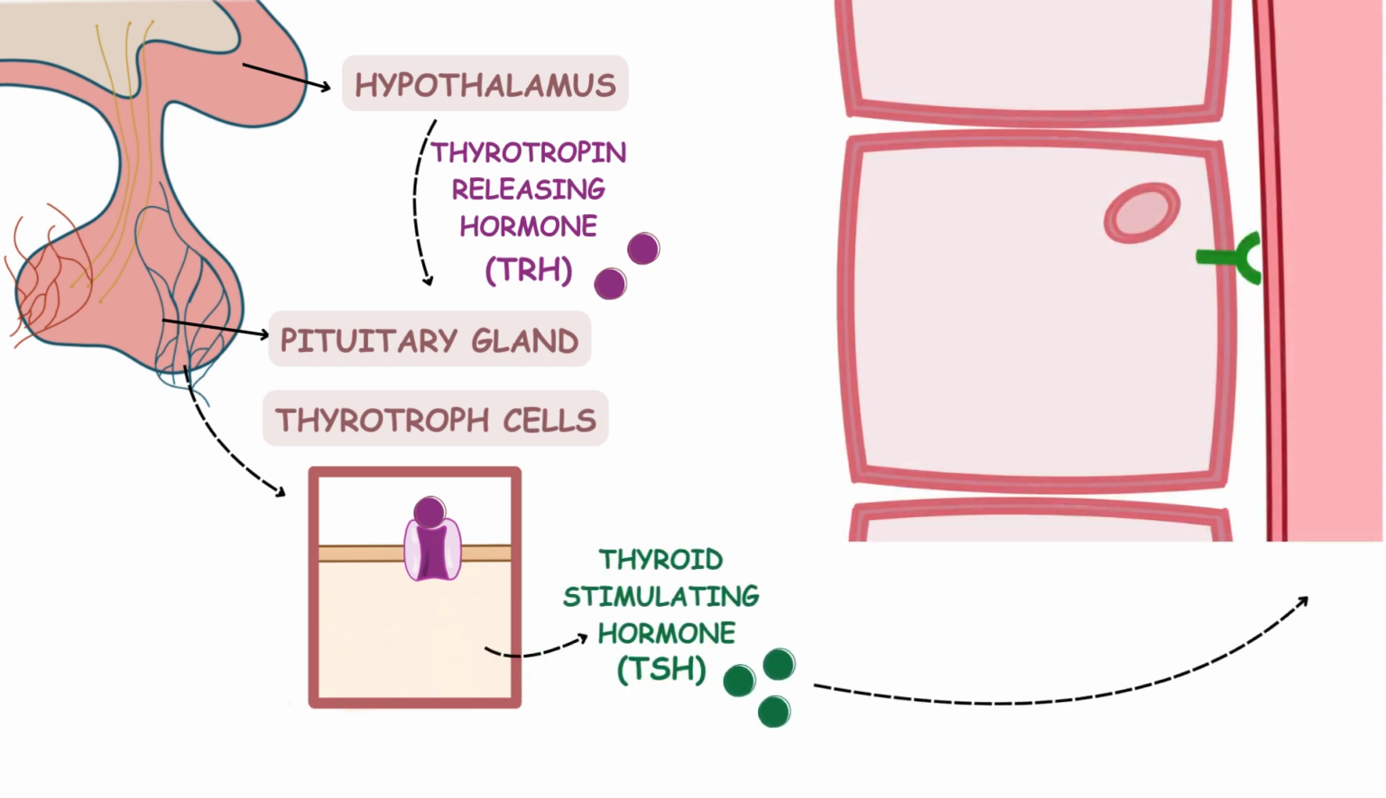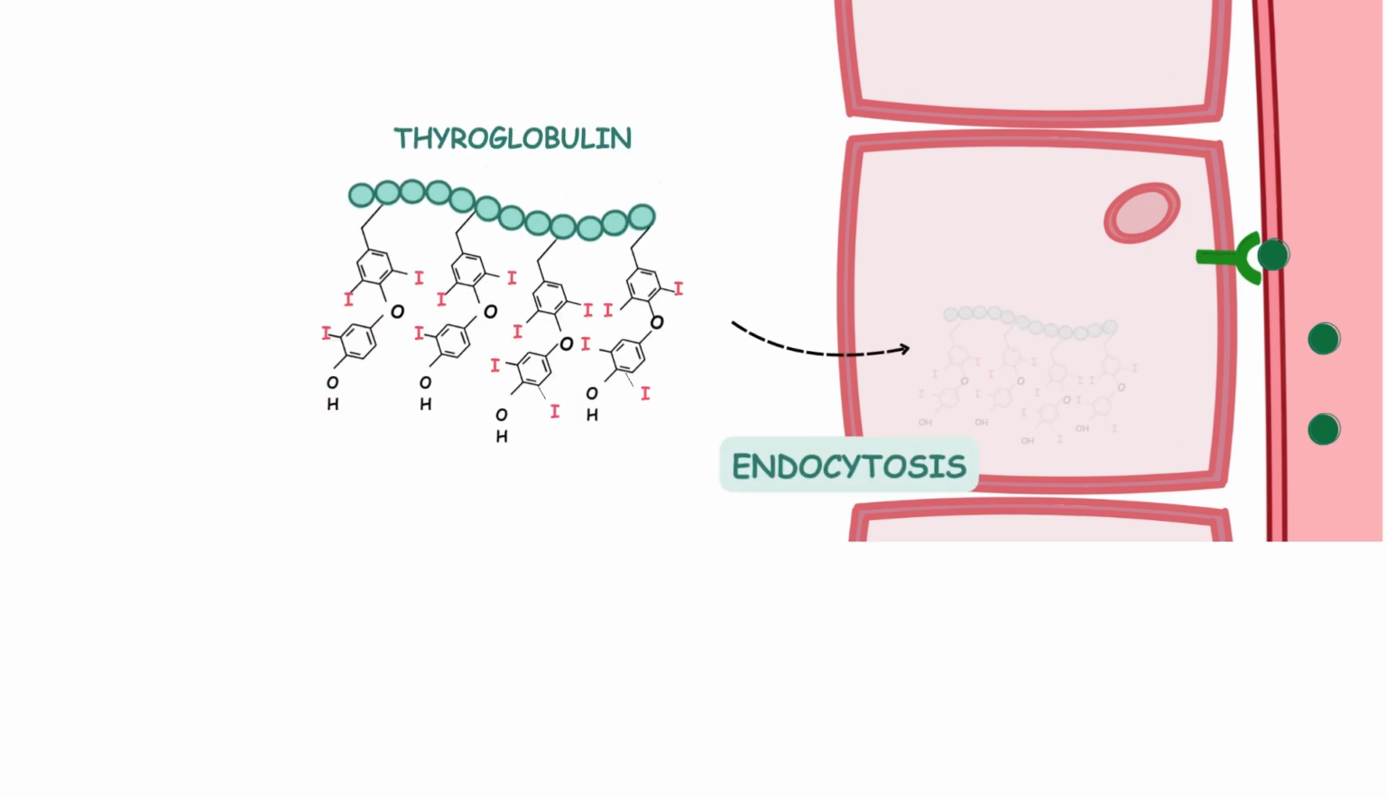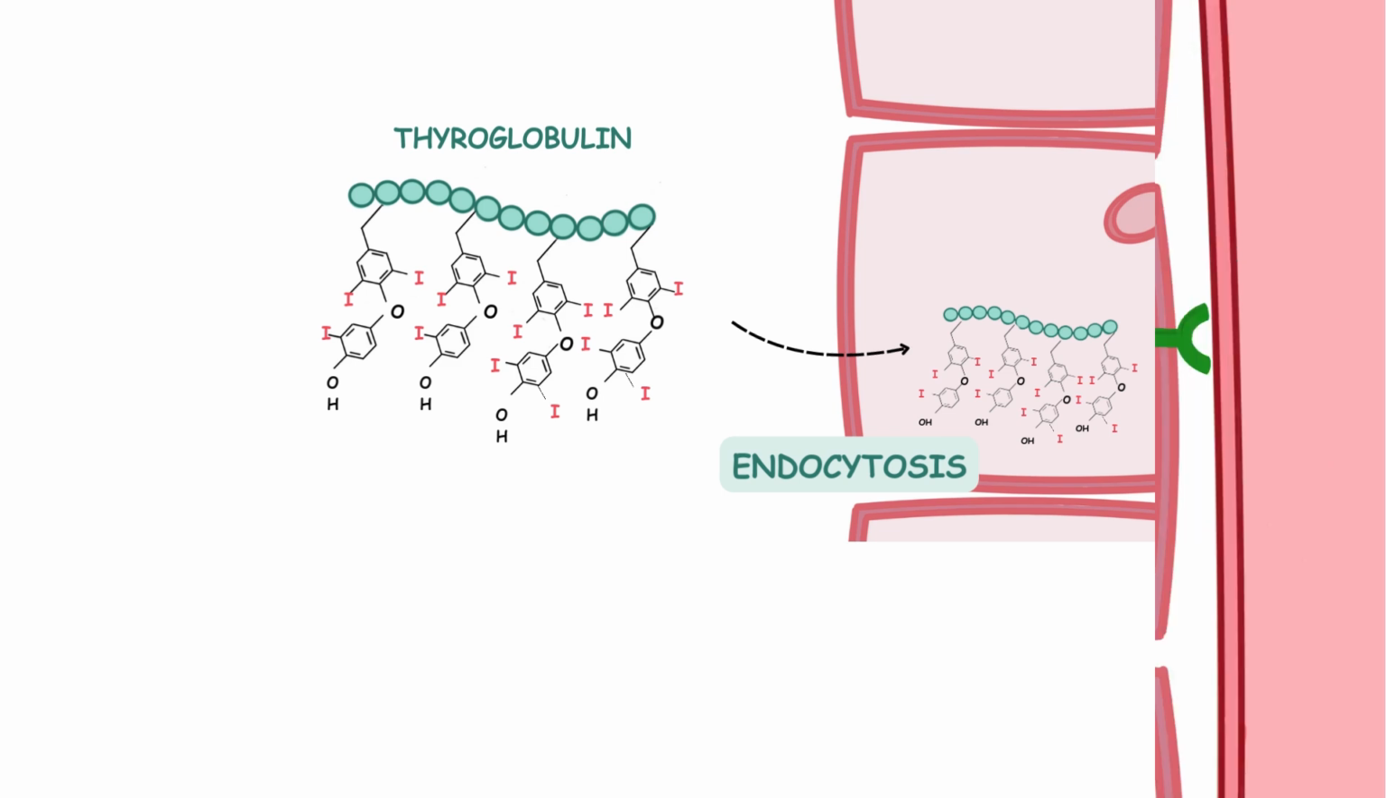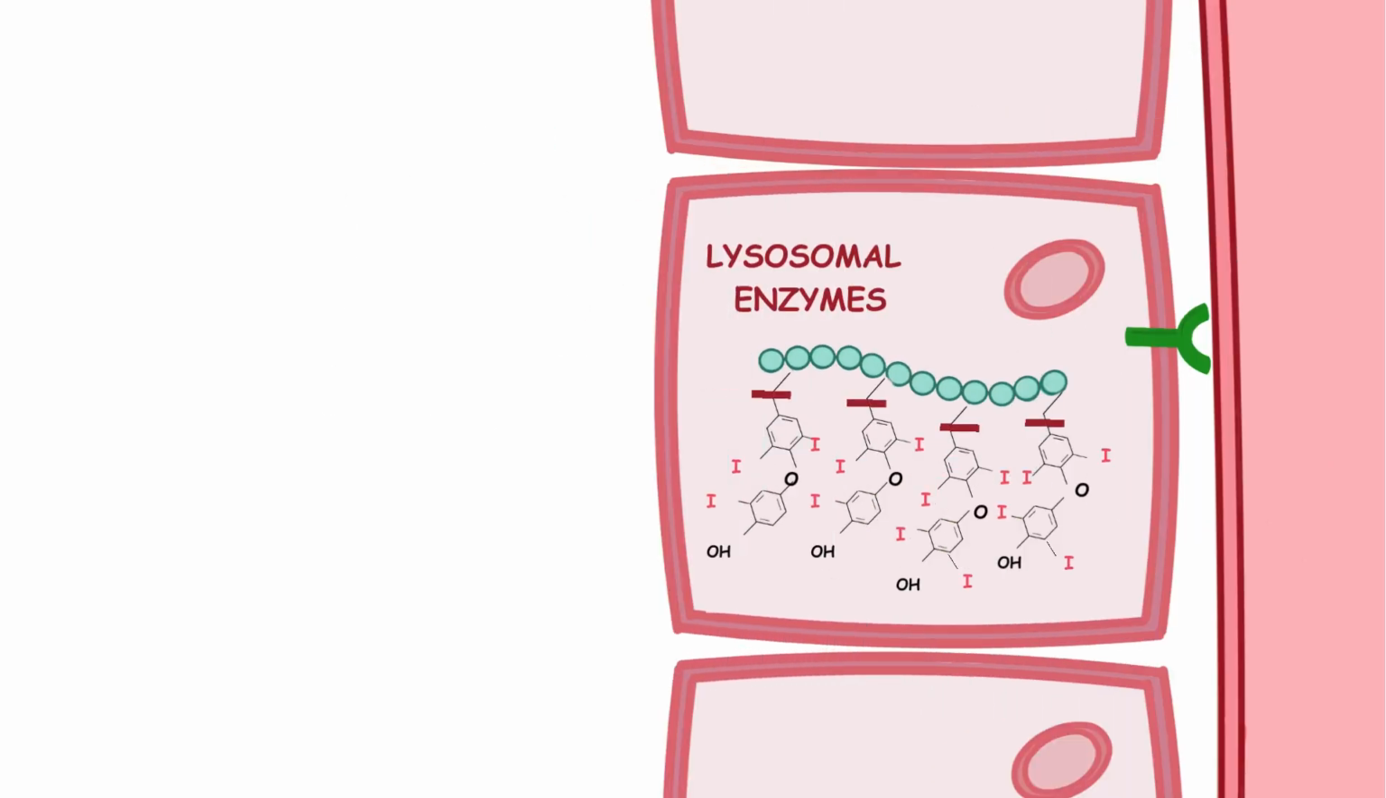TSH then travels to the thyroid gland and binds to its receptors on follicular cells, where it triggers the endocytosis of thyroglobulin into the follicular cells. Inside the cell, lysosomal enzymes break down thyroglobulin, releasing free T3 and T4 into the bloodstream. These hormones then travel with the blood circulation and exert their effects on various tissues.